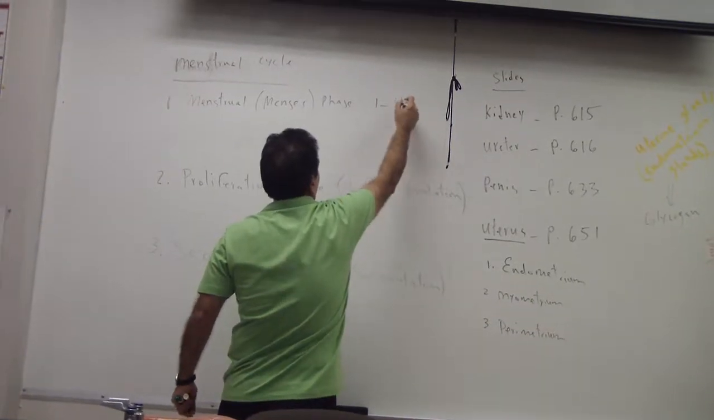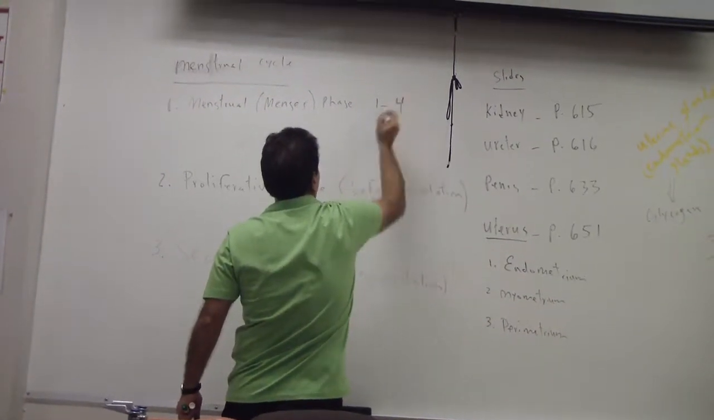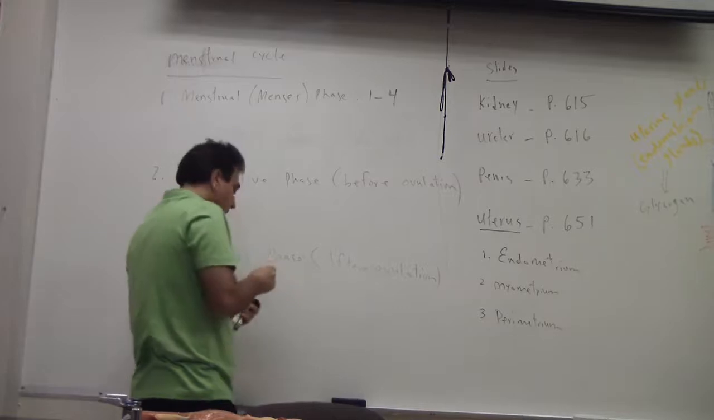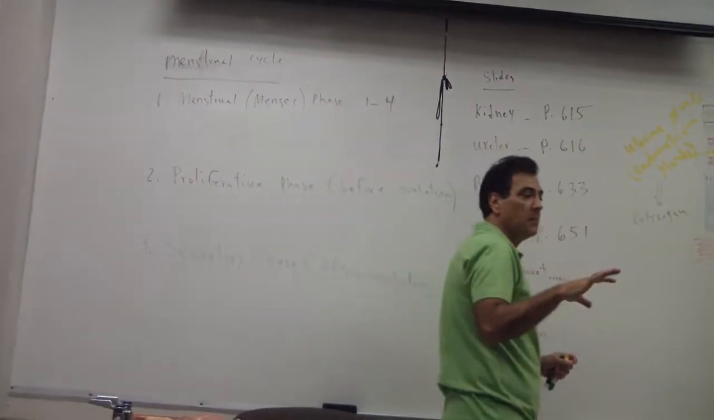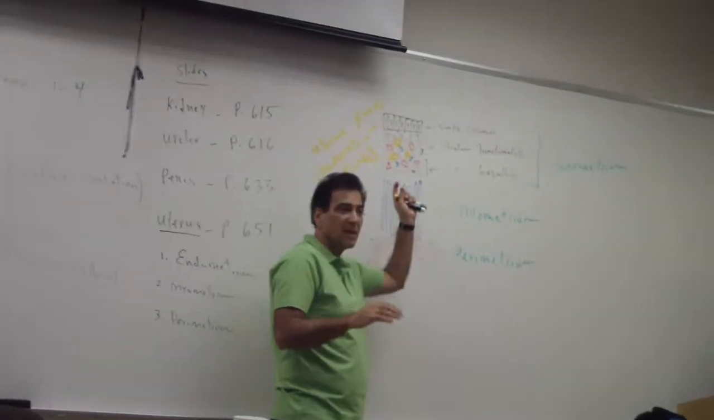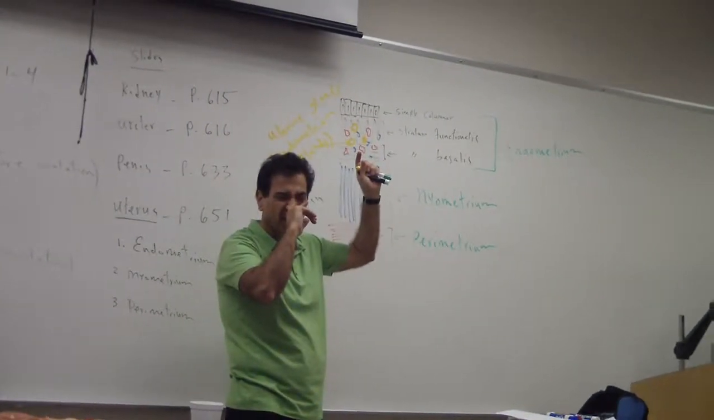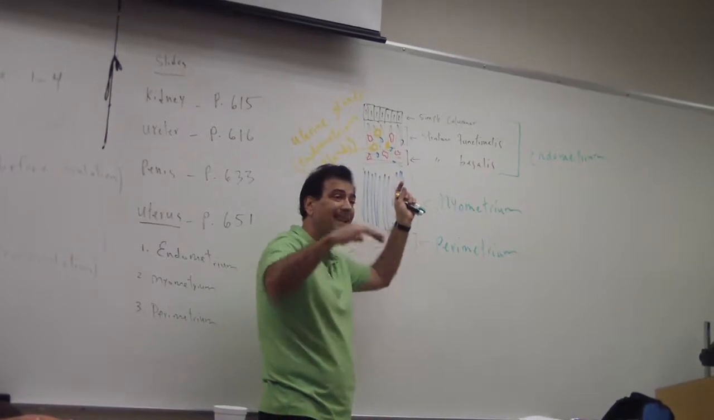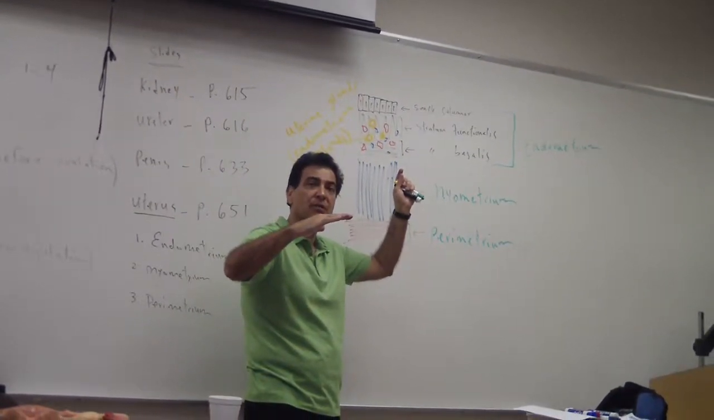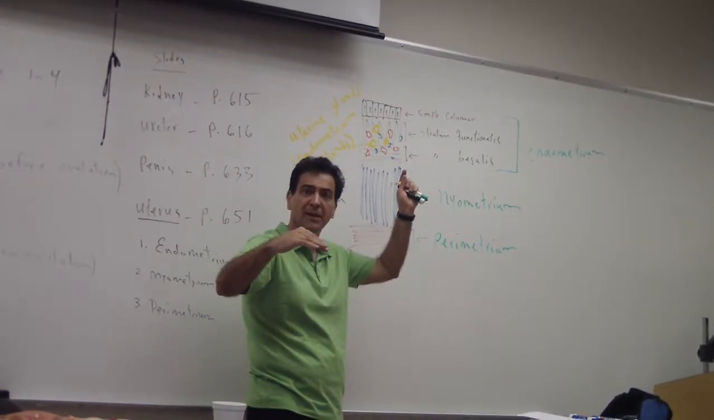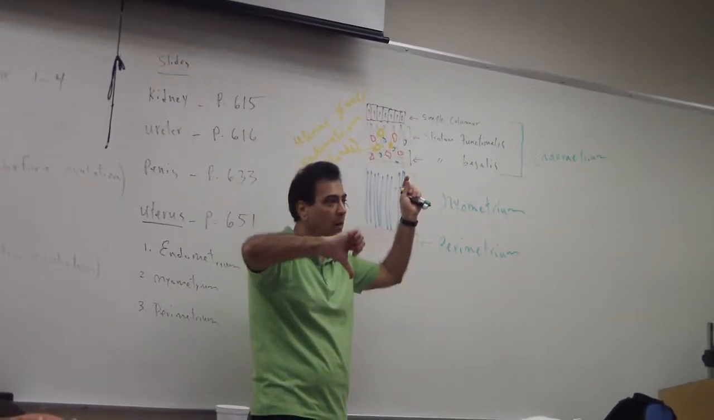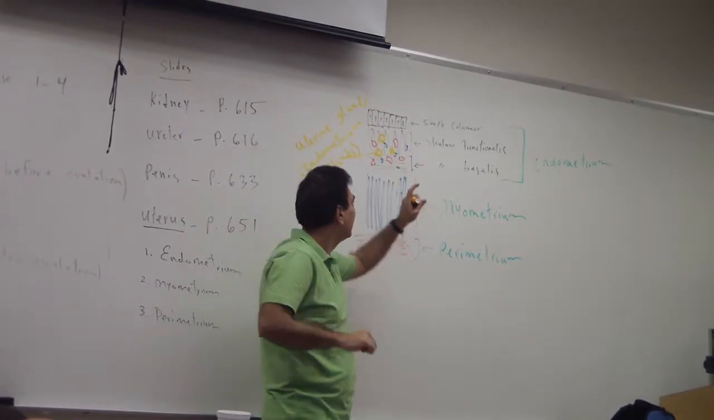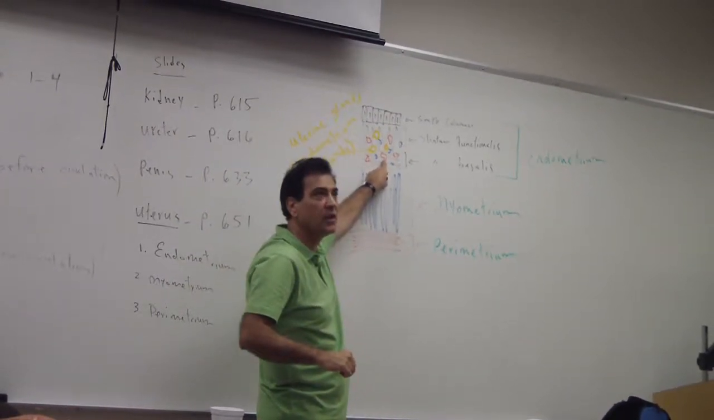This is day 1 to 4, during certain times of the month, as we're going to find out when we get to chapter 27. The level of estrogen and progesterone, the female hormones, drastically goes what? Goes down. And when it goes down, that causes the vasoconstriction of these blood vessels.